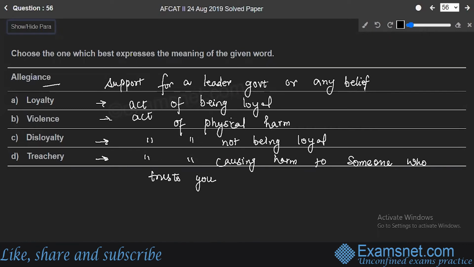So, out of these, you can clearly see elegance and loyalty mean commitment to a superior or to a group or cause. They both have the same meaning. The rest of the words are not related to the given word. So obviously loyalty is the correct option. Option A is the correct answer to this question. Let's move to the next question.